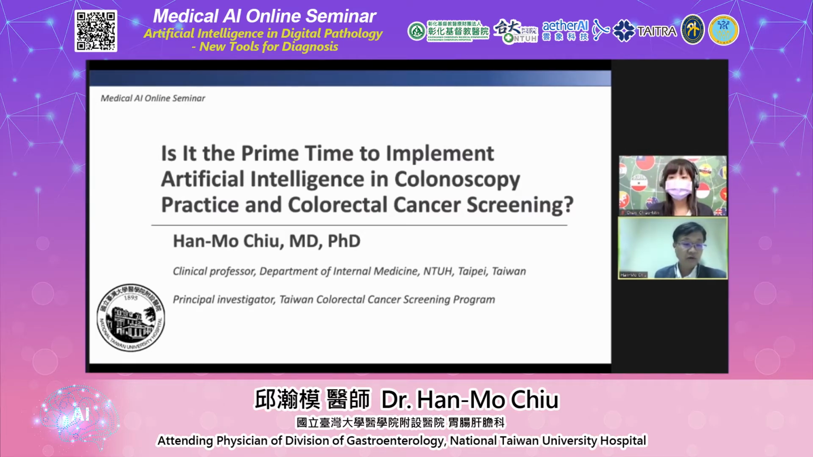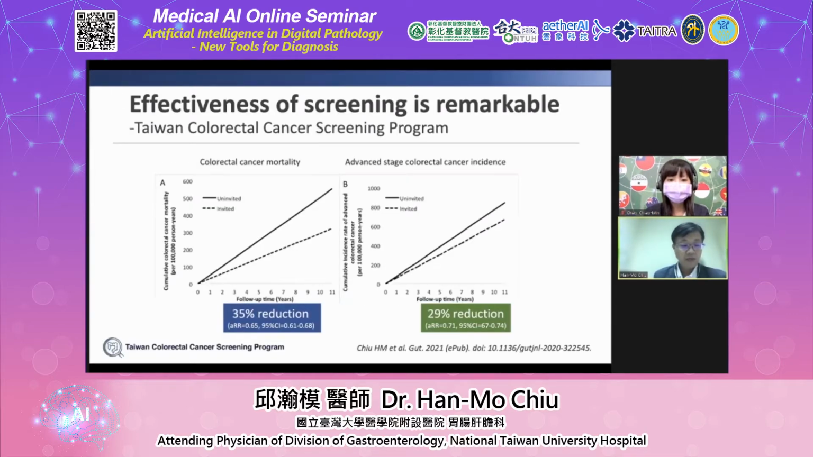So today I would like to talk about the application of AI in clinical medicine, using colonoscopy, one of the most commonly performed clinical procedures, as an example. This slide shows the 10-year result of the Taiwan colorectal cancer screening program. It is evident that colorectal cancer screening could successfully and significantly reduce the risk of colorectal cancer deaths. The overall effectiveness in reducing colorectal cancer mortality was 35%, and for advanced stage colorectal cancer 29%, according to the results from our program.